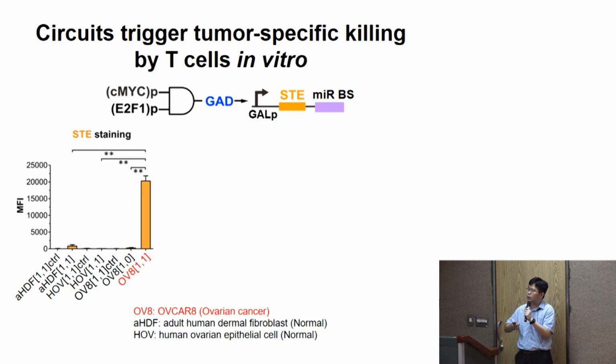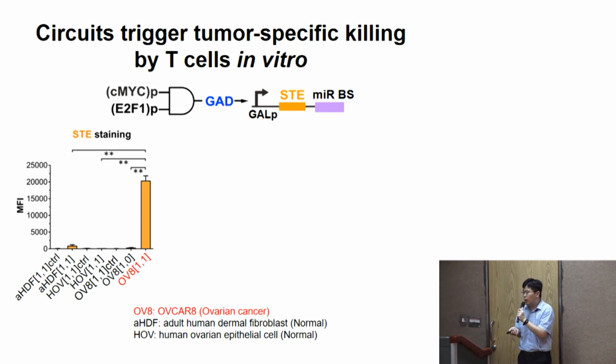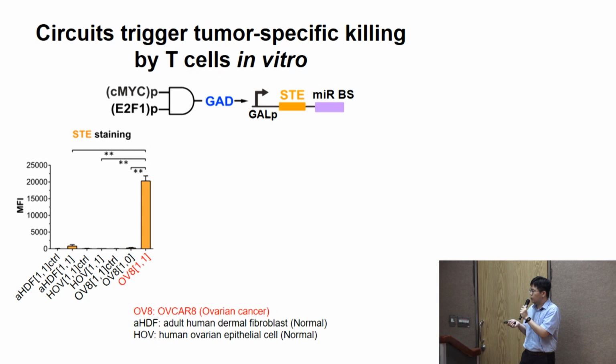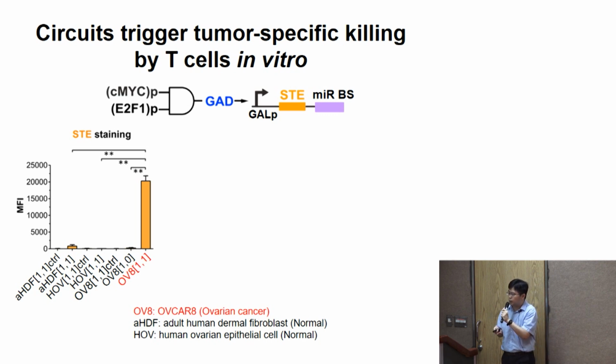We want to validate whether, using our circuit to trigger STE, we can get a tumor-specific immune response. So we introduce our circuit to express STE into both tumor cells and normal cells. From now on, I color-coded the data from tumor cells in red, and the data from normal cells or control cell states where the circuit is not supposed to be active in black. First, by using fluorescent staining, indeed, we observe only tumor cells express a very high level of STE on their surface, but not normal cells or control cell state.